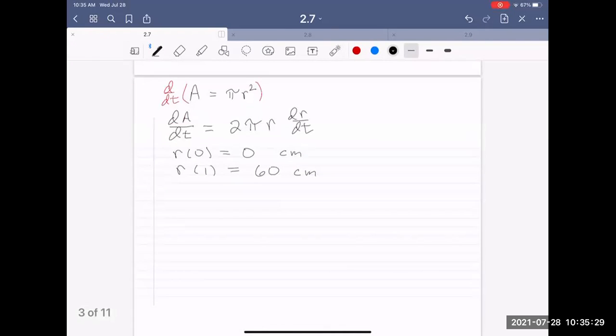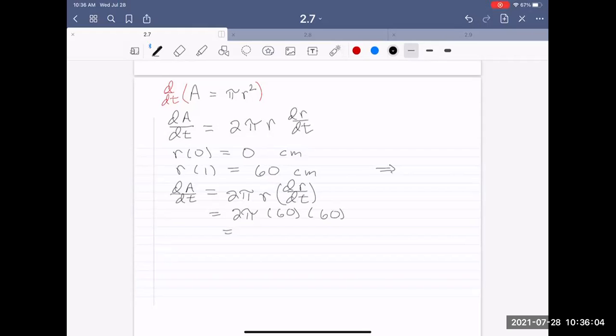So therefore, now I can plug in. So dA over dt equals 2 pi r dr dt. The radius r is 60. The rate of change, dr dt, is 60 centimeters per second.